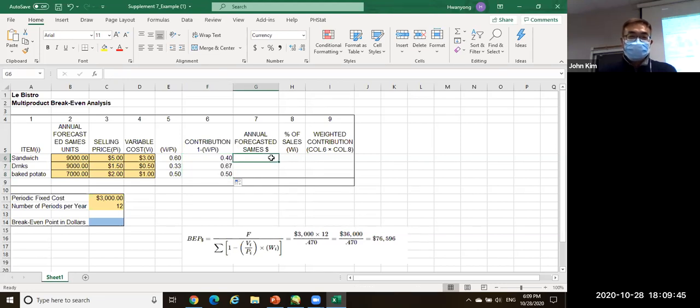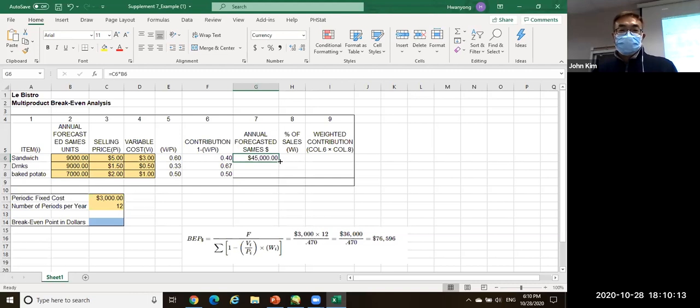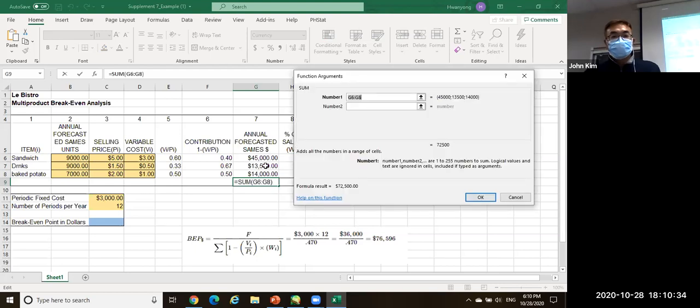And annual forecast sales, that is sales price times the annual forecast sales. So this one equals price times forecast, and then copy down. And then a percentage of the sales, kind of the weight. So we need a total. So total equals sum of this part, three parts.